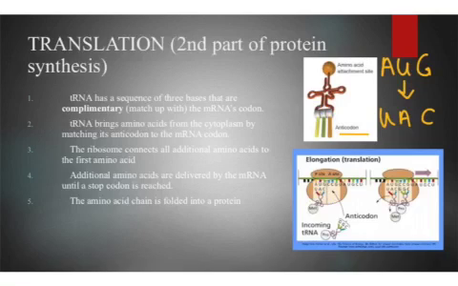The ribosome is going to connect all additional amino acids to the first amino acid, so you can see here that that's where they start to make this polypeptide chain. Then the additional amino acids are delivered by the mRNA until a stop codon is reached. Then the amino acid chain goes on to be folded as a protein, and then it's going to go and make up different parts of our body, whether it be a cell, or go and help carry out an activity through an enzyme, something along those lines.